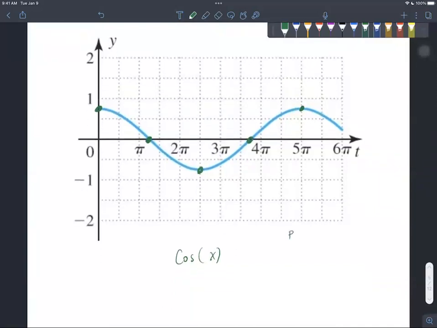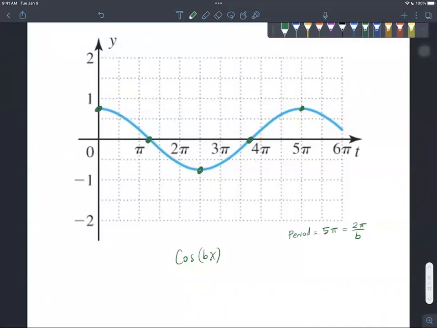So a period for cosine, in this case, is 5 pi radians long. And so this means that it must have been stretched by some factor. There is actually a formula to calculate the period of cosine and sine. That formula is 2 pi divided by b, where b is the coefficient in front of x in that trig function.